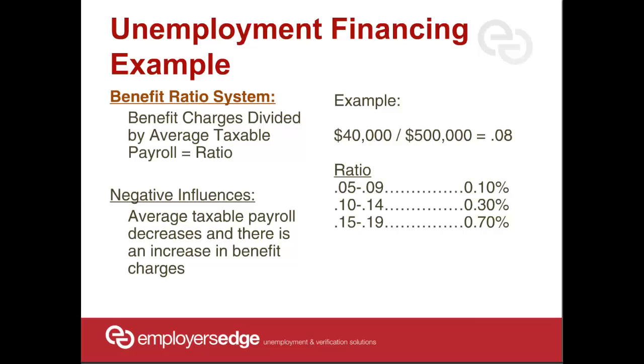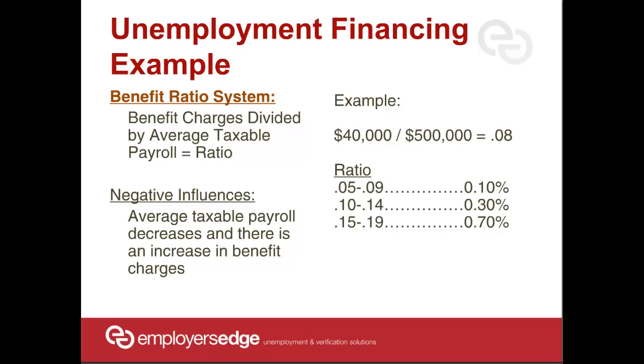You get a rate notice every year. Typically it comes in October, November, December, somewhere around January, around that time frame for that calendar year. So even though the states may utilize a fiscal year to determine what your rate is, you pay your unemployment rate on a calendar year basis.